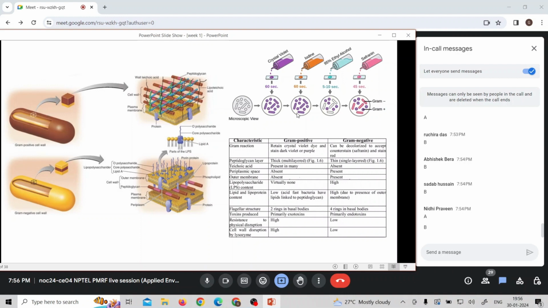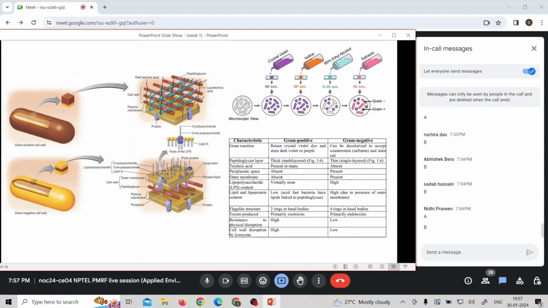After those are washed off, you can add safranin, which is again a dye, and this safranin will be coated on, or bound to, the surface of the organisms which are now colorless. Whichever organisms retain the violet or purple color are termed gram positive, and whichever give up the color and take up safranin are called gram negative bacteria. Okay, so this is the basic procedure for gram staining.